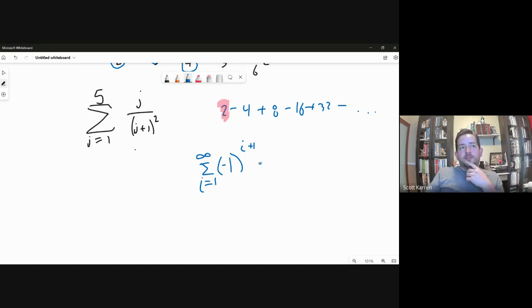And then I just have to figure out the rest of this. How do I get 2, 4, 8, 16, 32? Those are just powers of 2. And so I can write it as that. And again, there's a lot of ways that you can write this one. This is a way to do it, but this is how I would do it off the cuff.